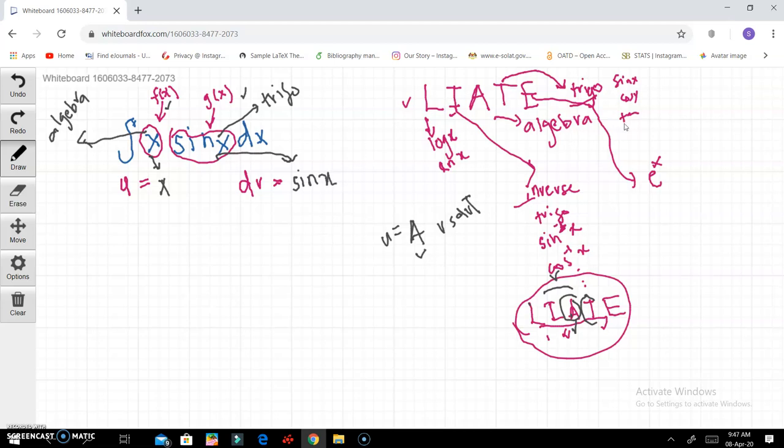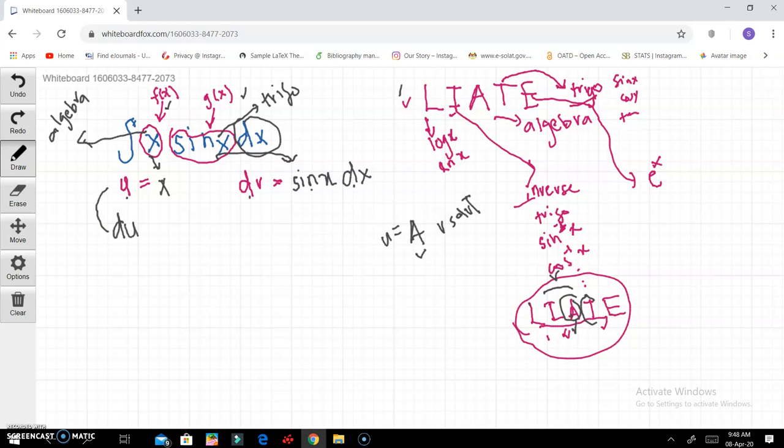So here we have sine x. What happened to the dx that we have here? You put again dx. So dv is equal to sine x dx, and u equals x. So how do we determine the value of u and dv? It comes from the word LIATE here. Then from here, we can proceed to find the value of du.